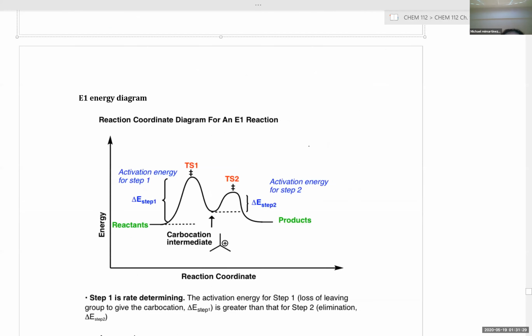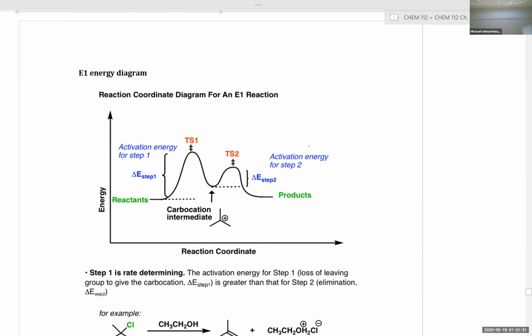Now, as always, let's look at a reaction coordinate. I mean, we can't have a discussion without looking at the reaction coordinate. So the first step is identical to the SN1 reaction. It's loss of the leaving group. It's the rate limiting step, losing our leaving group to make a carbocation intermediate. In the second step, we have elimination.